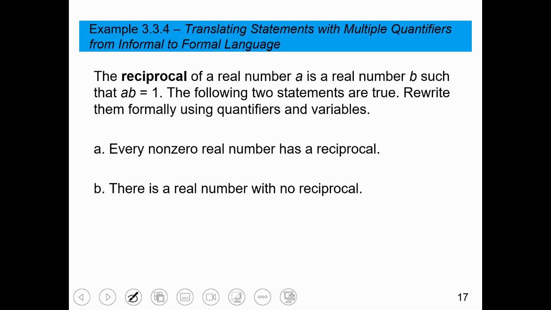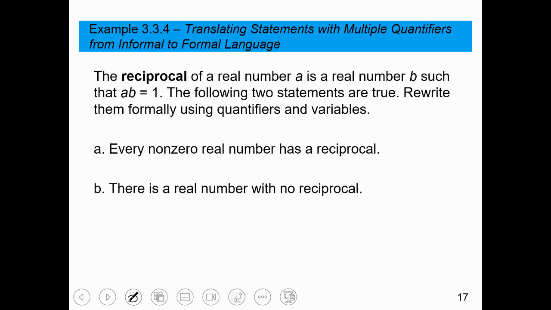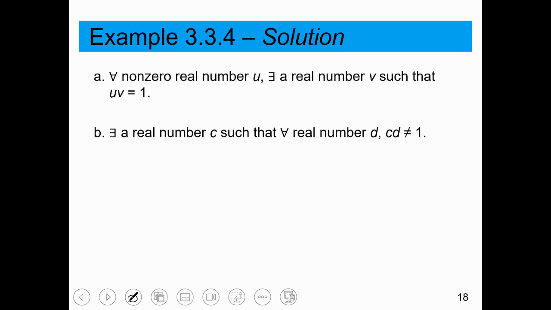Every non-zero real number has a reciprocal. Look at the translation. For every non-zero real number U, there exists a real number V such that U times V is equal to 1. Look at the second example. There is a real number with no reciprocal. There exists a real number C such that for every real number D, C times D is not equal to 1.